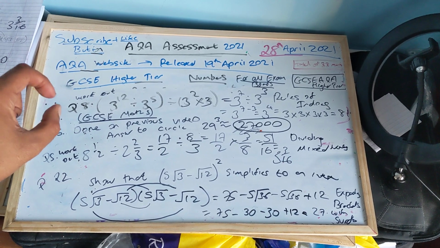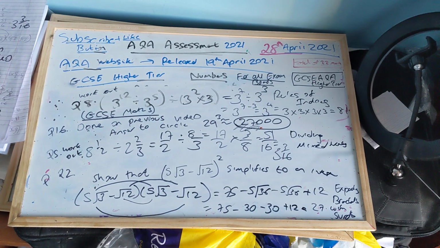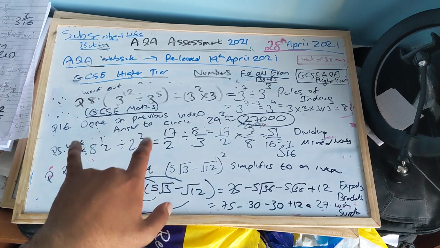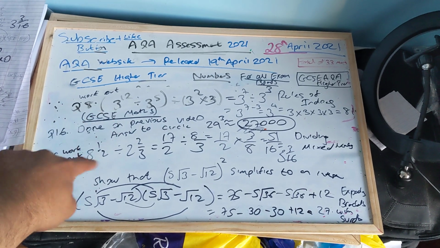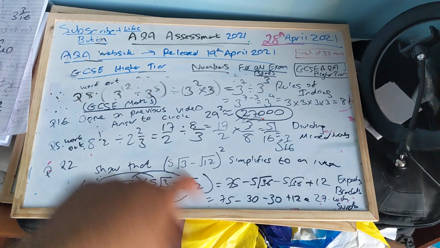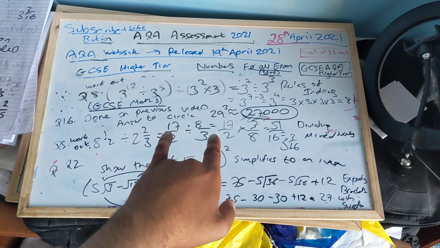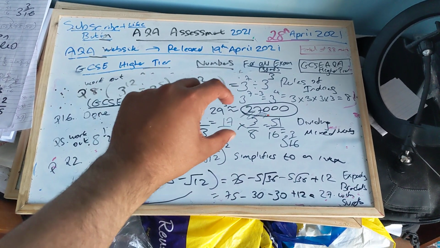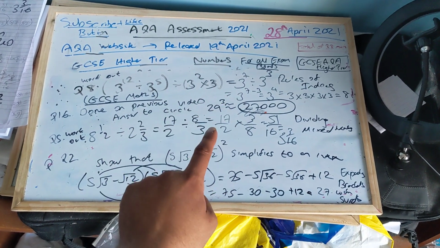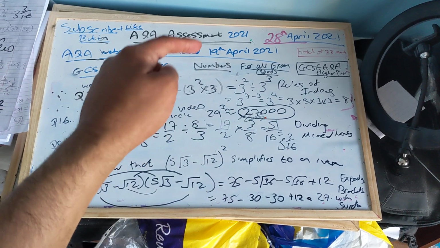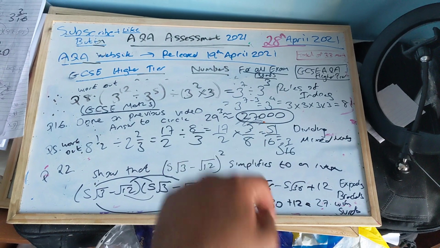Right guys, next one. Work out 8.5 divided by 2 2/3. So it's dividing mixed numbers, so it's converting these to improper fractions and then doing the KFC method. So 8.5 is 17 over 2. 2 2/3 is 8 over 3. So dividing fractions, keep the first fraction, flip the second, change it to a times. 17 over 2 times 3 over 8. 17 times 3 equals 51, and 2 times 8 equals 16.